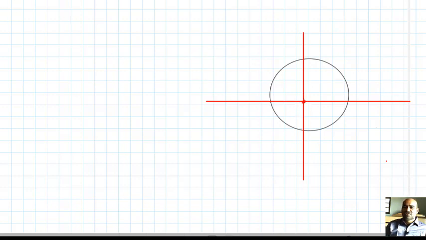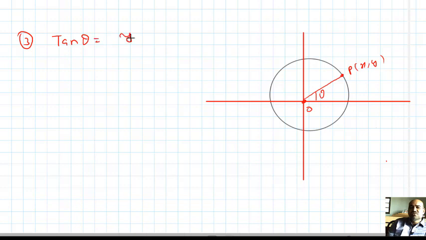Assume that this is our coordinate plane, this is O. This is point P, say x comma y. So this is angle theta. So the third one, tan theta, how is it defined? What is the definition? Tan theta equal to y by x.